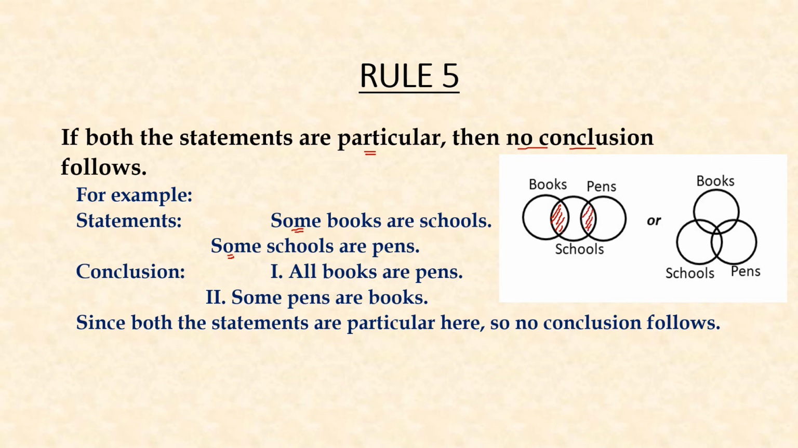So this is an overlapping between schools and pens, showing that some schools are pens. Now the conclusion says all books are pens. So it is absolutely not possible because all books cannot be pens.